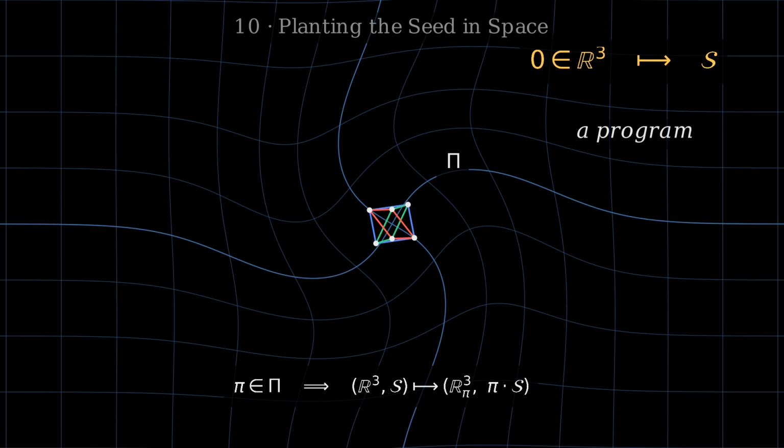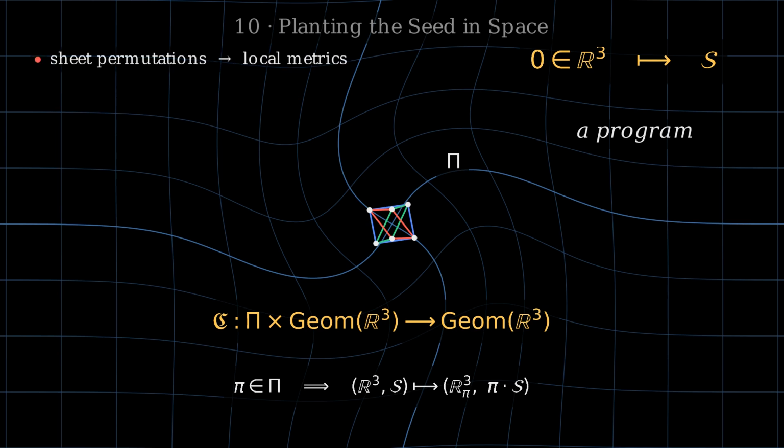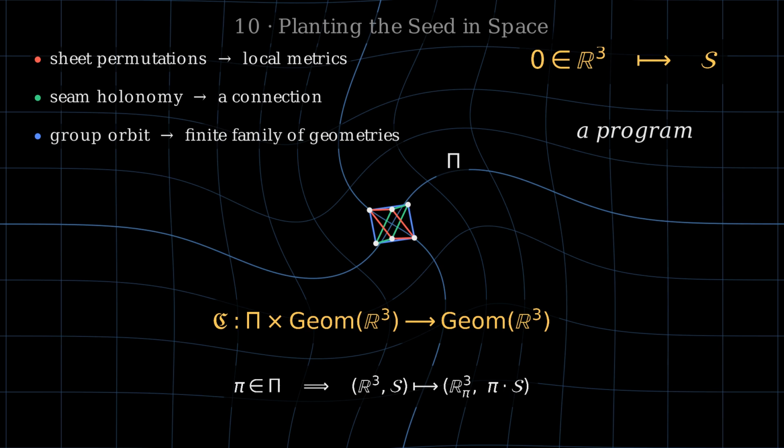It is a program. The mathematical task is to specify a coupling rule which tells us how a change in the internal seed state modifies the surrounding geometry. One possibility is that different sheet permutations determine different local metrics. Another is that seam holonomy determines a connection. A third is that the group orbit determines a finite family of admissible local geometries.